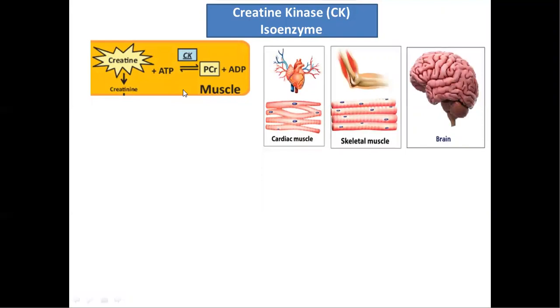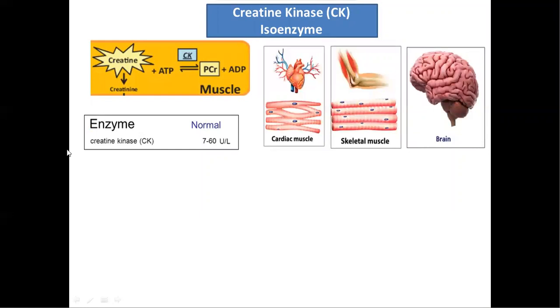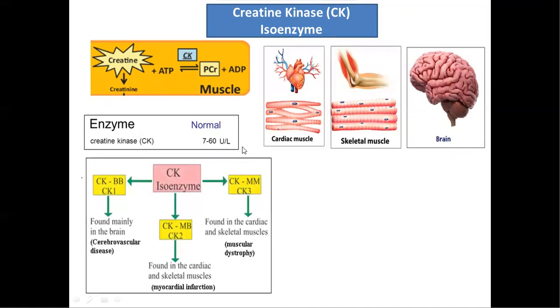Creatinine kinase enzyme is synthesized from different organs like cardiac muscles, skeletal muscles, and brain. The normal concentration of creatinine kinase present in blood plasma is 7 to 16 units per liter. Creatinine kinase is an isoenzyme which is available in different forms, that is CK1, 2, and 3, which catalyze the same reaction, but are present in different locations.